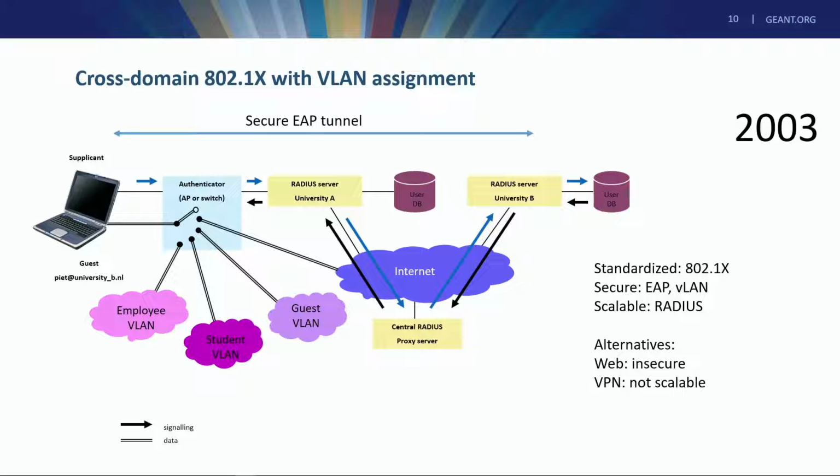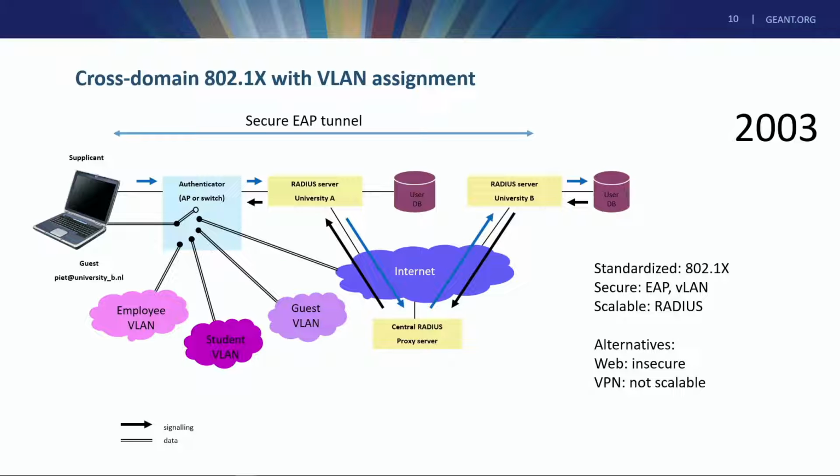So you can choose to say, oh, this is someone from my finance department, so I put them on the finance department VLAN. Or these are guests and I don't want them to create trouble at my university, so I put them immediately on a VLAN that gives access to the internet. The one thing that is very important is that line on top, the secure EAP tunnel.